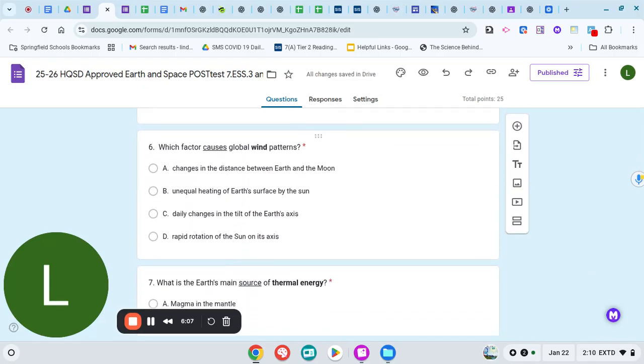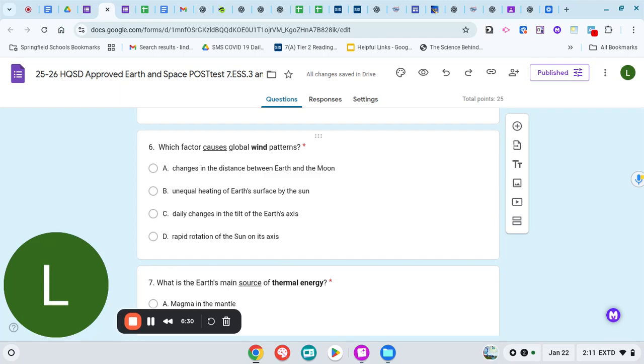Number 6, what factor causes global wind patterns? A, changes in the distance between the Earth and the Moon. B, unequal heating of the Earth's surface by the sun. C, daily changes in the tilt of the Earth's axis. Or D, a rapid rotation of the sun on its axis.